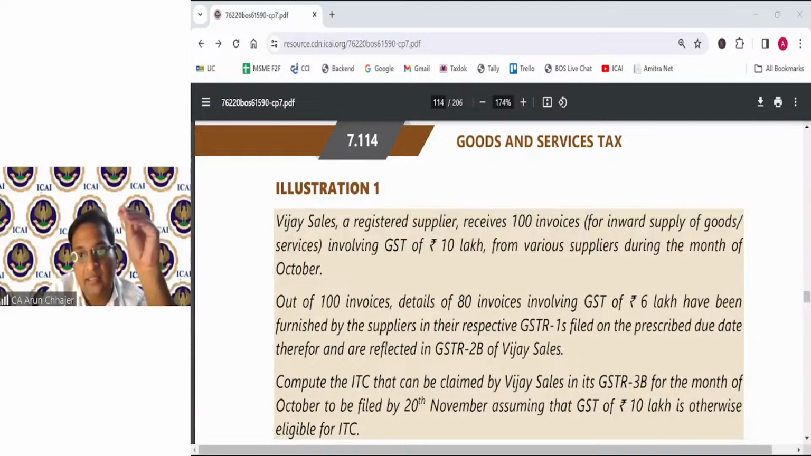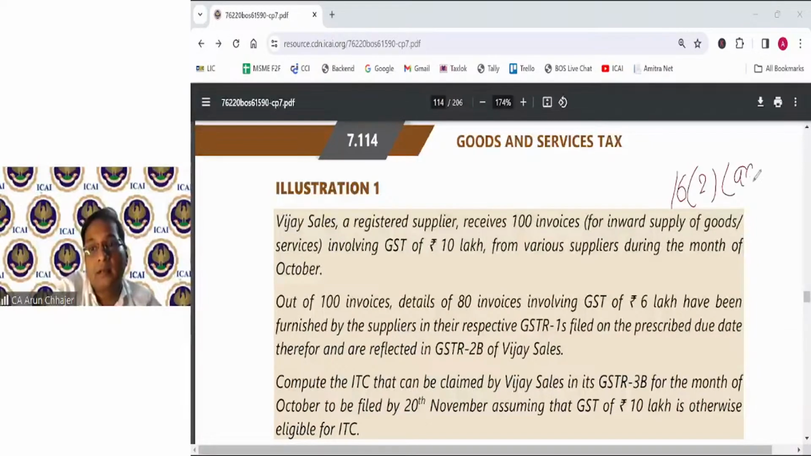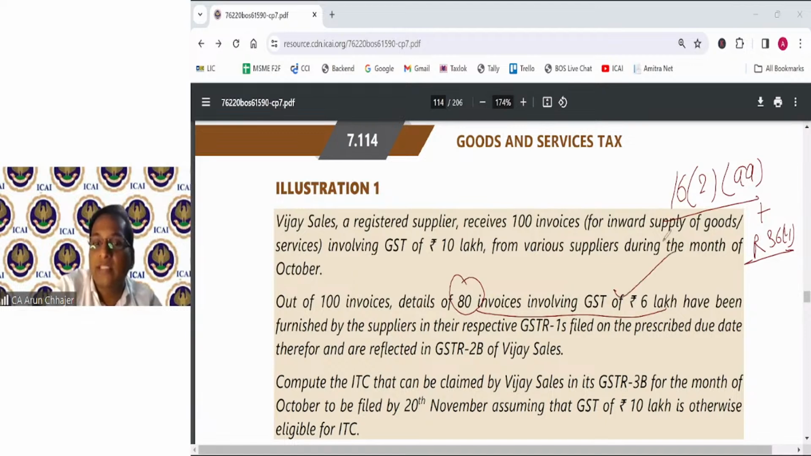The answer is 6 lakh. Why? Because of section 16(2)(aa). If I read 16(2)(aa), read with rule 36(4), it says that the corresponding invoice should appear in the GSTR-2B, then only we can take the ITC. So out of 100, only 80 are appearing, 6 lakh, so that is allowed. 4 lakh is not allowed because the 16(2)(aa) condition has not been satisfied.